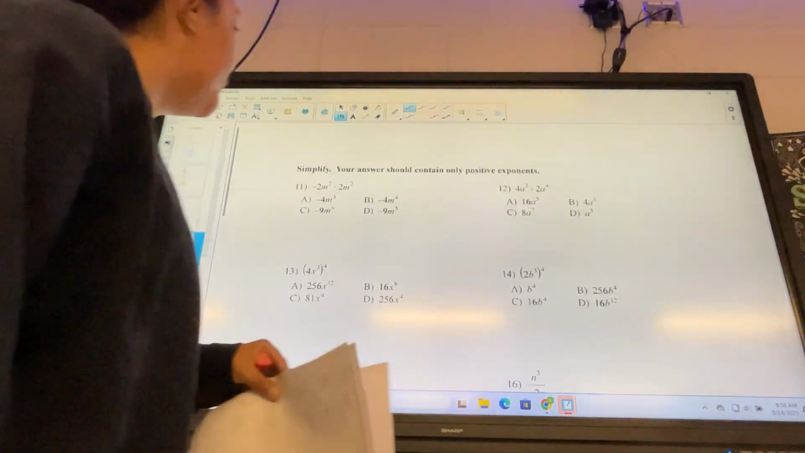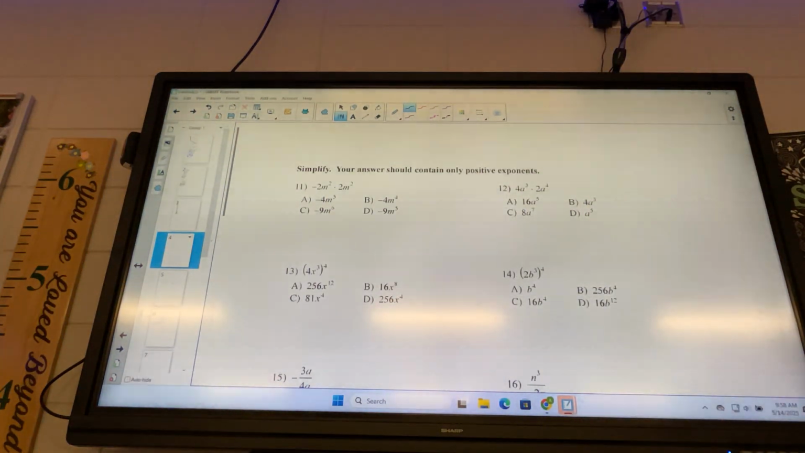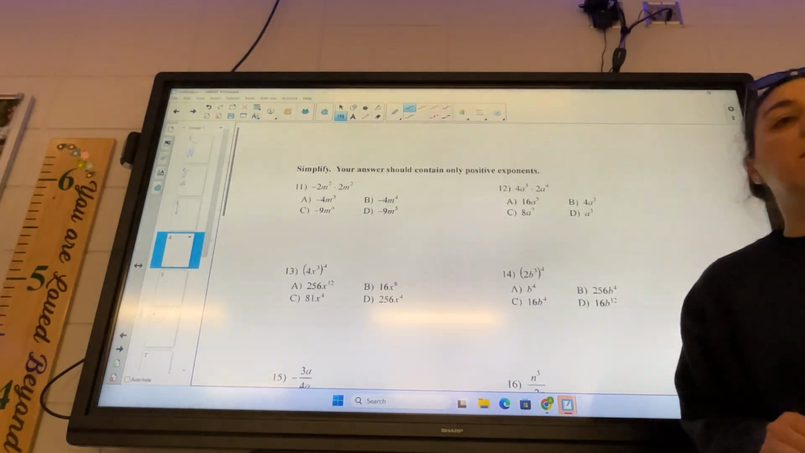Okay, look at number 4. What do you do with the dot? Or 11, sorry, I said number 4, didn't I? What's the dot mean? Yeah, it means multiplication, so you're going to multiply the big ones and add the little ones together. So, negative 2 times 2?